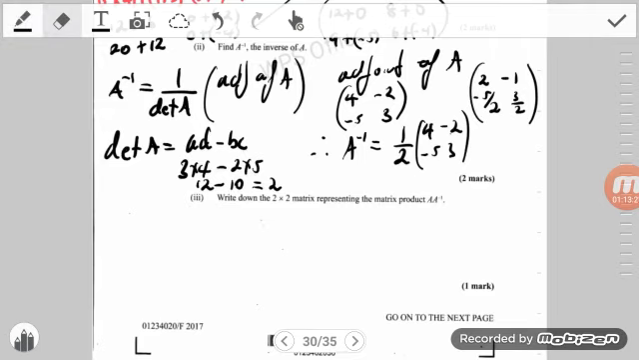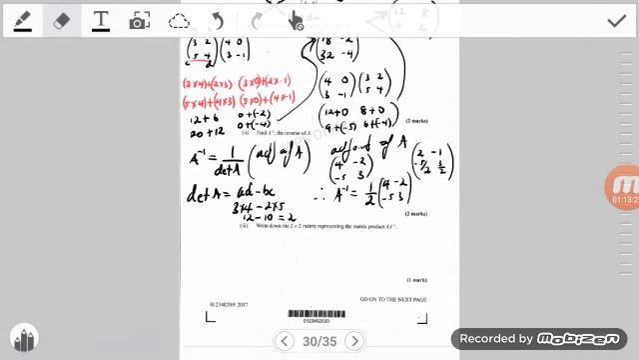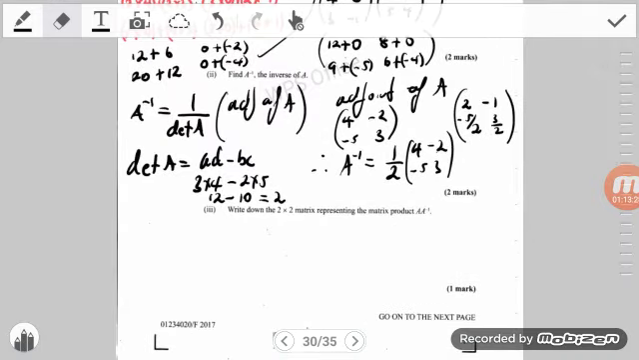It's a bit chugged up, guys, but you get the whole idea of what we're doing here. So pretty good. That's the inverse of A. Now it's just 1 mark for this question that says write down the 2 by 2 matrix representing the matrix product A times A inverse. So what's the result of A times A inverse? This is a fact. This is just something that you have to know off the bat. The mere fact that it's just 1 mark, it doesn't require you to prove it. So the result is going to be what is referred to as the identity matrix.